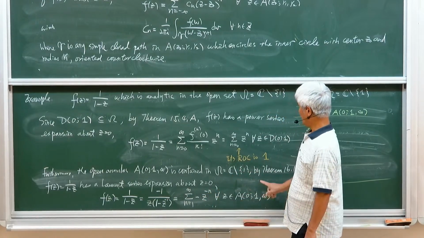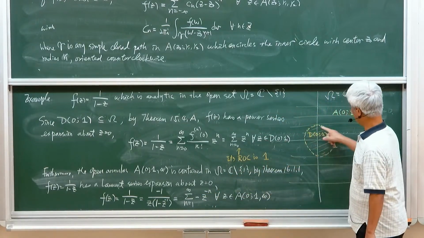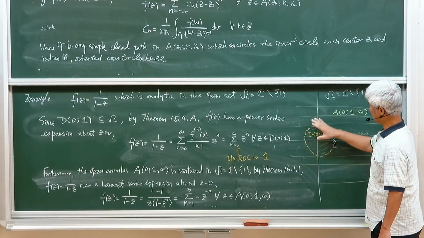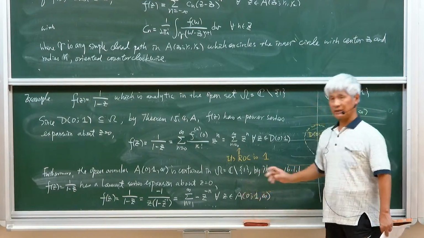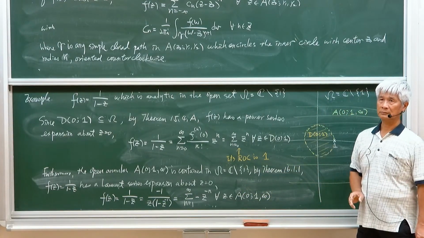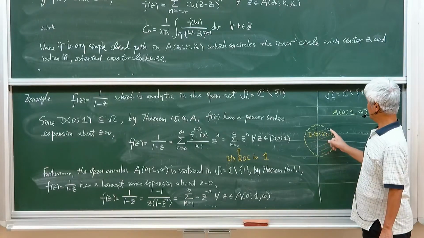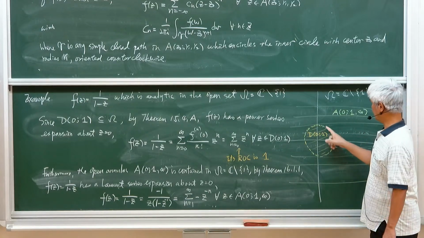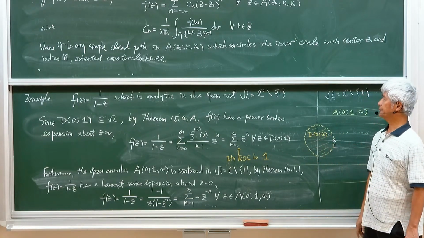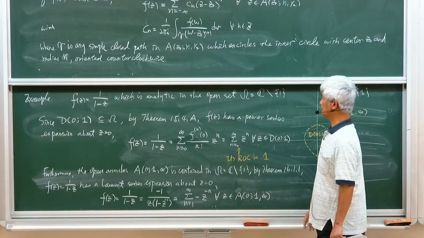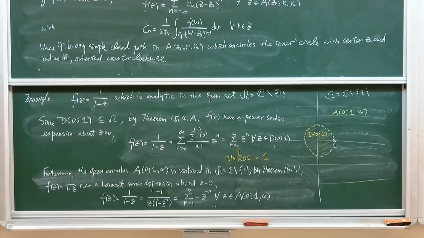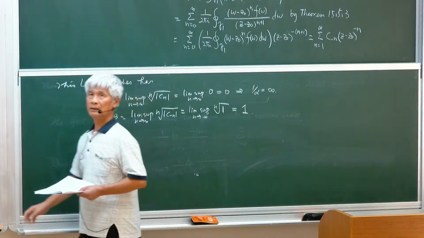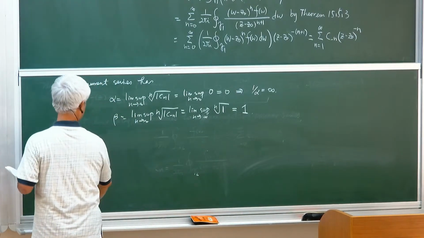So as you can see, if z is in the open disk here, you have a power series expansion. But if z is outside the unit circle, then you have a Laurent series expansion. But on the unit circle, you don't know that. Any questions about this example? And now another example.